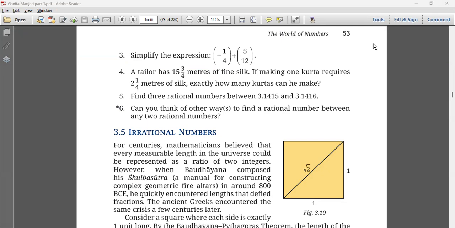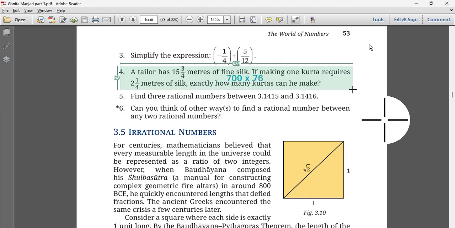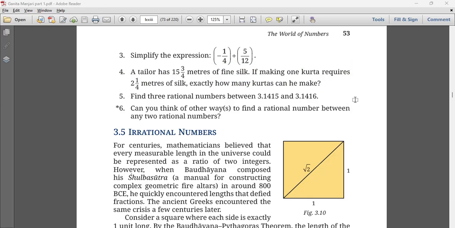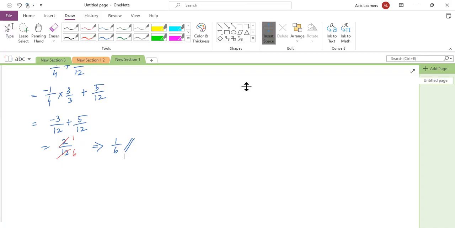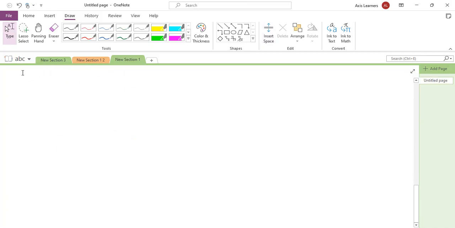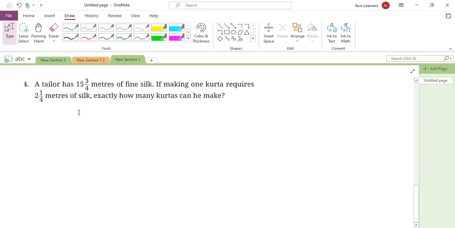See the next one. Next one is an application based problem, a word problem, but this is also very simple. See this, here we need to do the division. A tailor has 15 3 by 4 meters of fine silk. If making one kurta requires 2 1 by 4 meters of silk, exactly how many kurtas can he make? Okay, so we need to divide it and we will take the quotient as the result.